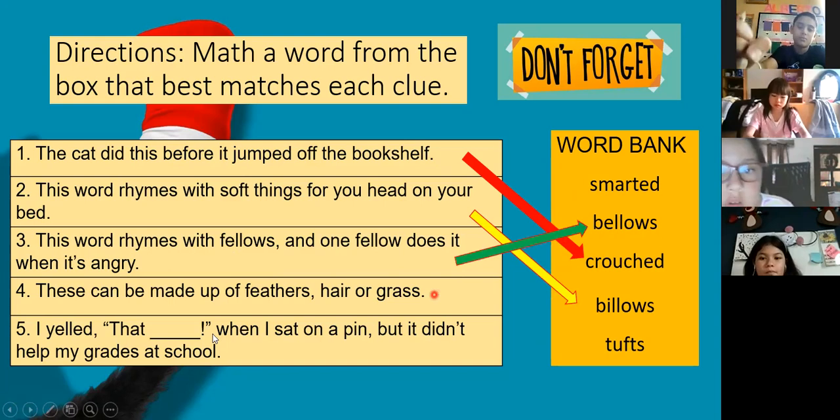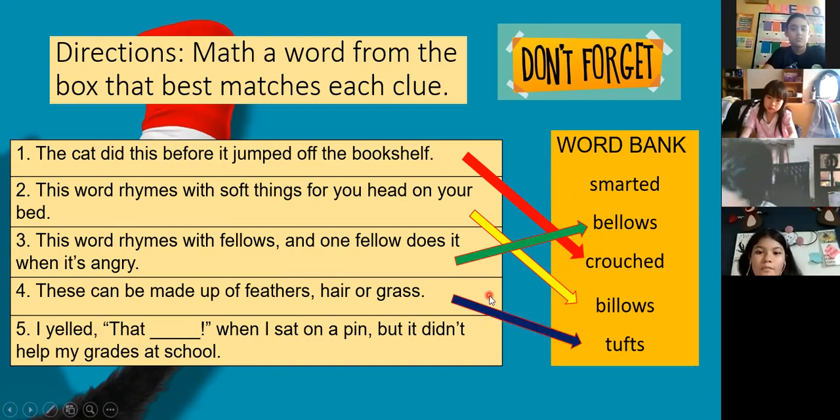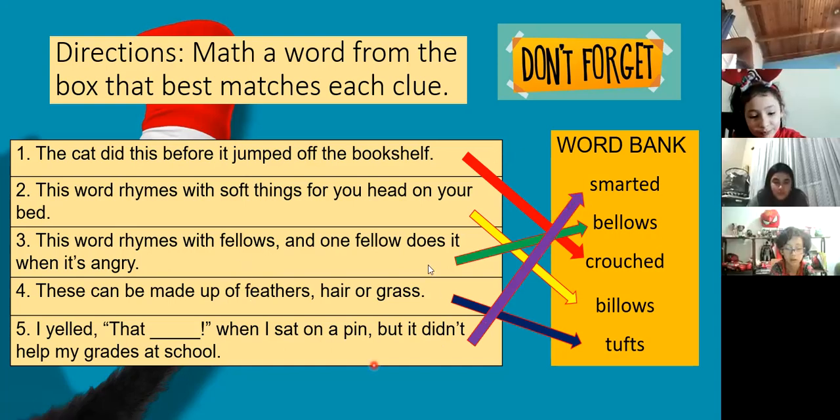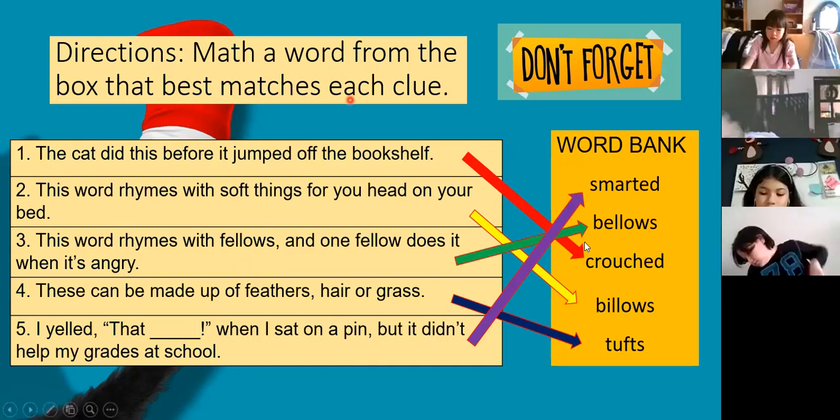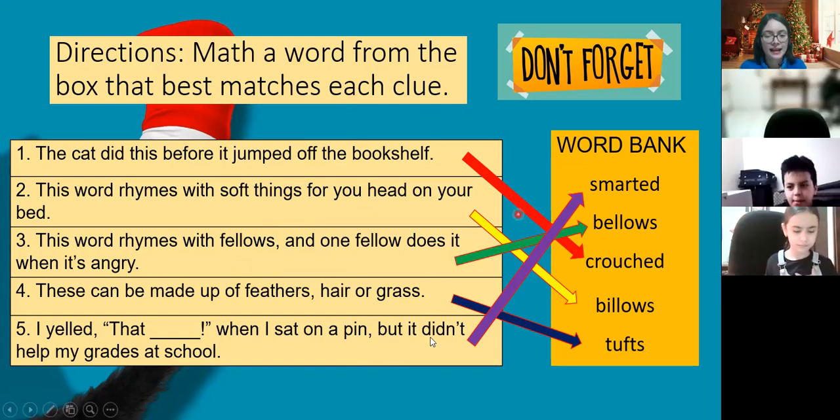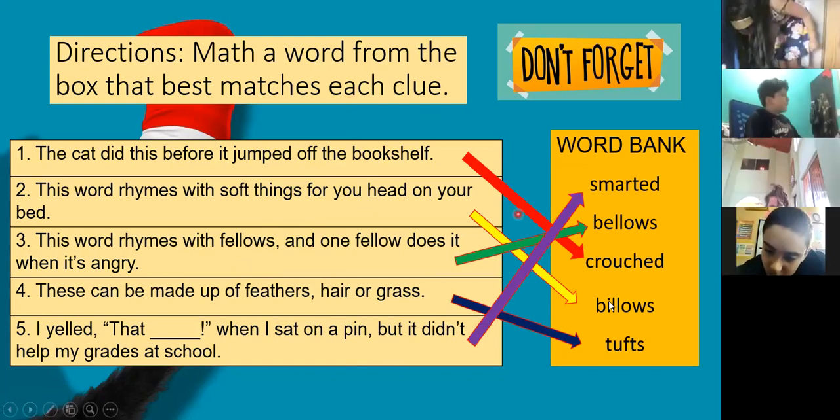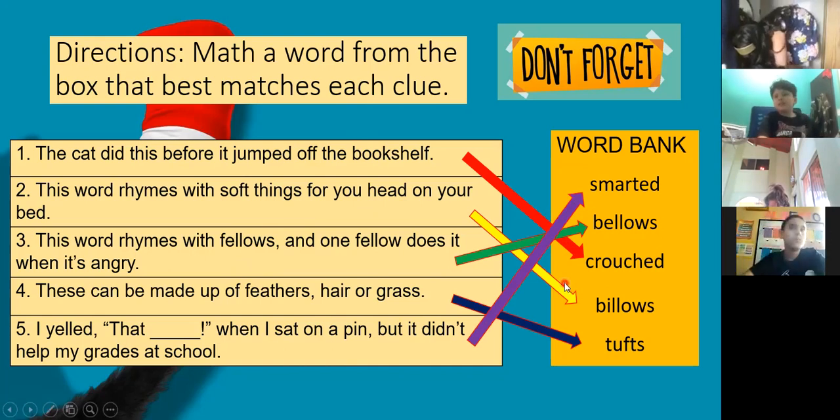This can be made of feathers. It says with hair or grass. Tufts. That's right. And so it's matter. It's going to be the last one. I yelled at smarted. That's right. Remember to study, to review this that you have in your notebook. This is so important also. You need to study this. You already copied this in your notebook. Yes? Okay, this is just for checking if you remember the meaning of the words.